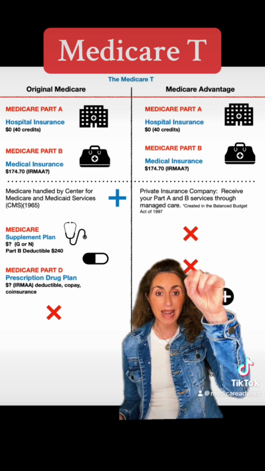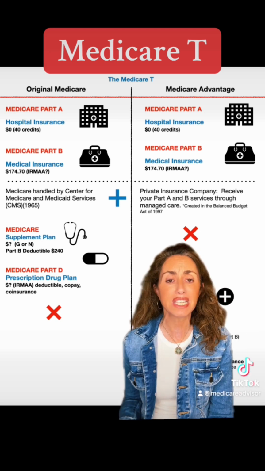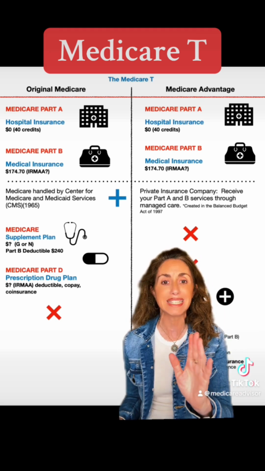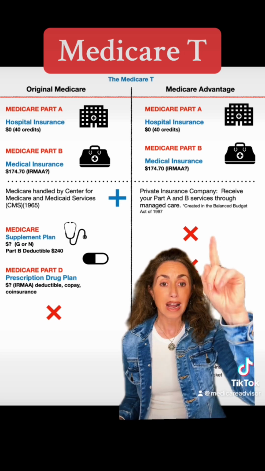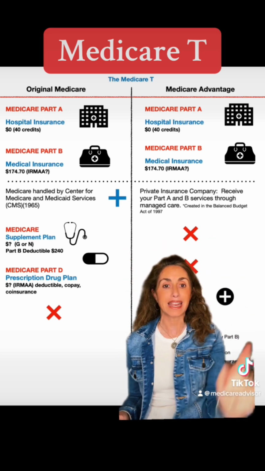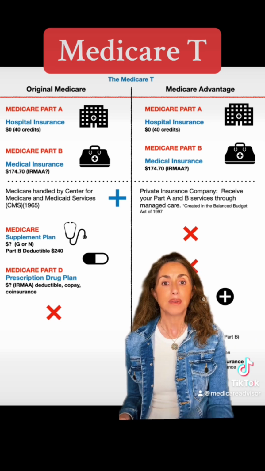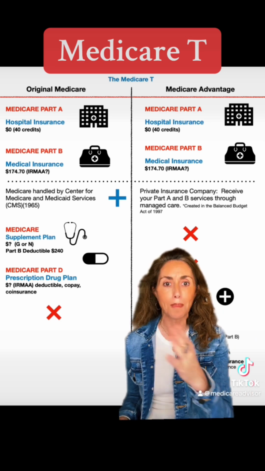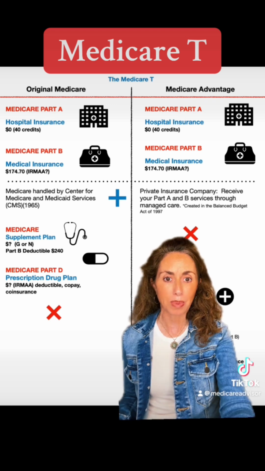Now, if you look above my head, you're going to see an X. The reason there's an X in column number 2 is that if you choose to go in Medicare Part C, you do not get a Medicare supplement policy. When you're in Medicare Advantage, there is no Medigap/Medicare supplement policy for you.